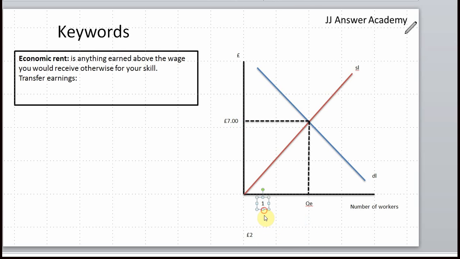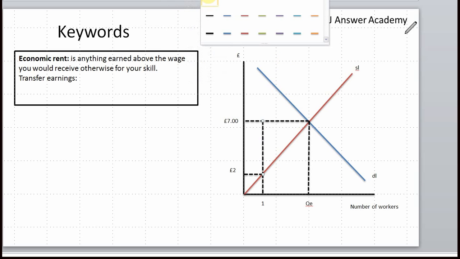But the first worker, when he's employed, was willing to work for, let's say, a wage rate of £2. So the difference between this £2 and £7, let me make this purple, is the economic rent.